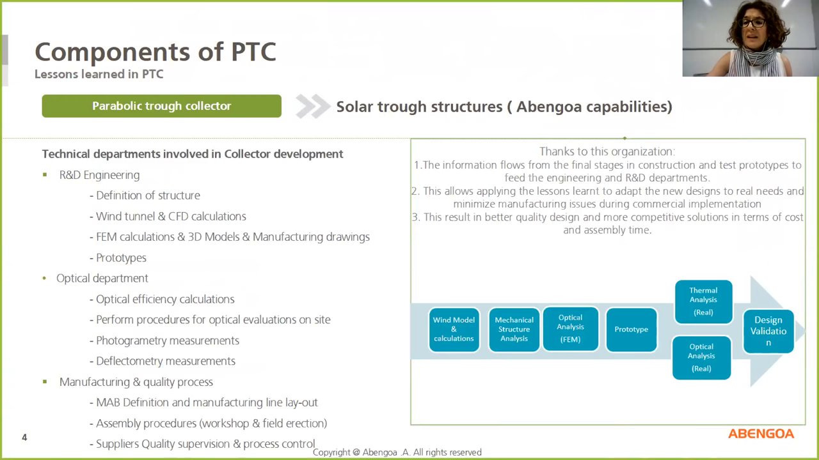For this, we have an optical department in charge of the validation of optical efficiency, as well as the development of procedures for optical evaluation on site. These procedures are based on photogrammetry and deflectometry. Finally, regarding the collector manufacturing process during the construction of commercial plants, the models are built in a workshop where we define and manufacture a line design for the assembly, with quality supervision and process control implemented on site.